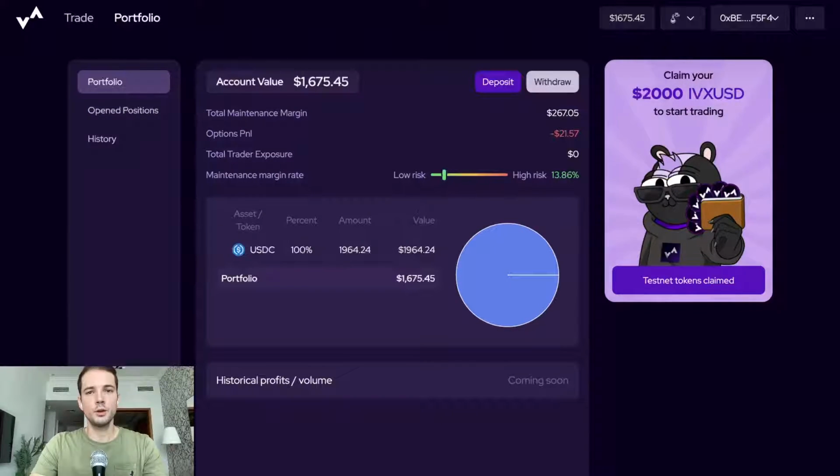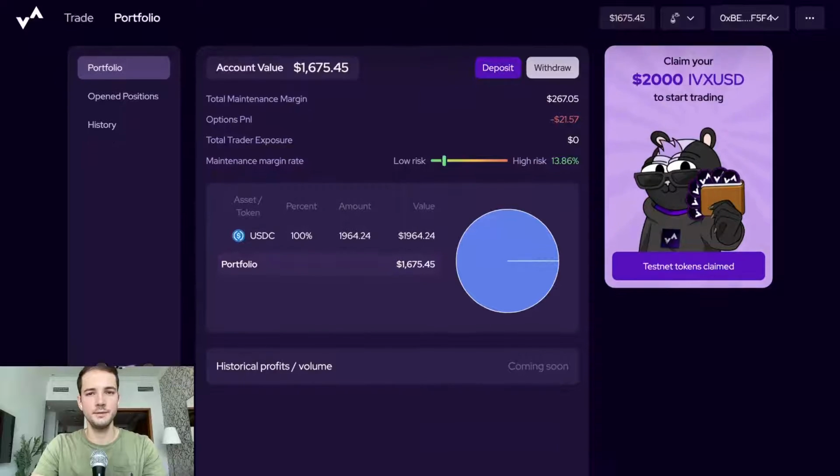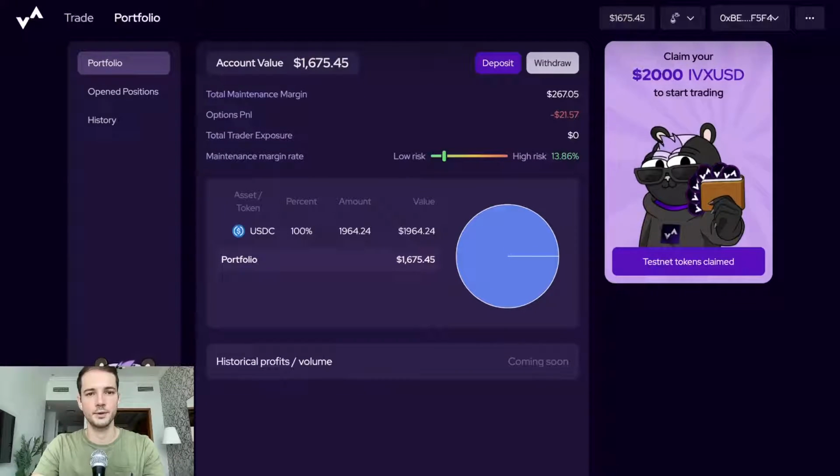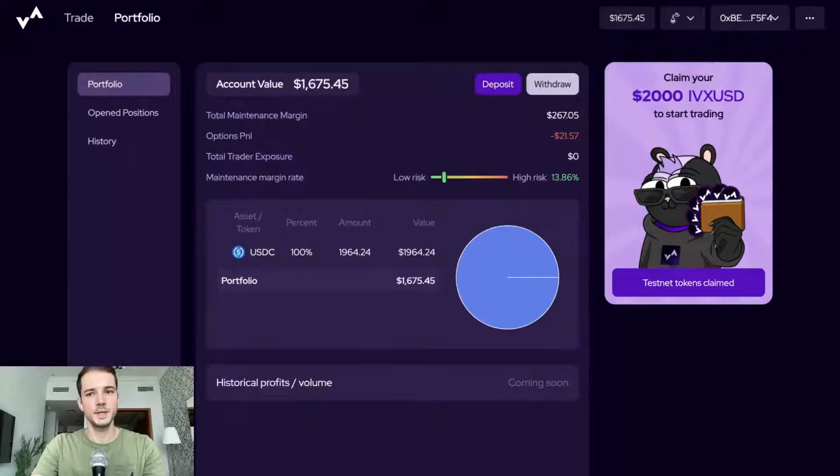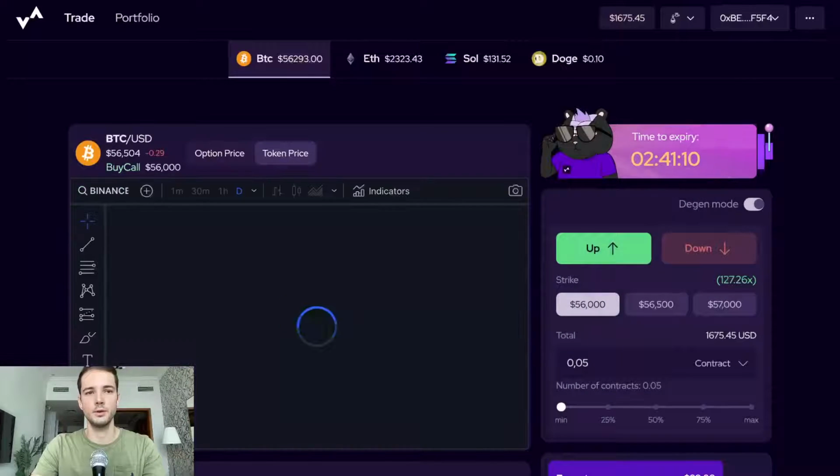In the future, you will also be able to deposit some other assets in order to, for example, provide some liquidity to the traders. So this will be another option. I believe it's not live, at least I haven't seen it for now. So what you can do is, again, claim your tokens, and then you can trade on the options.